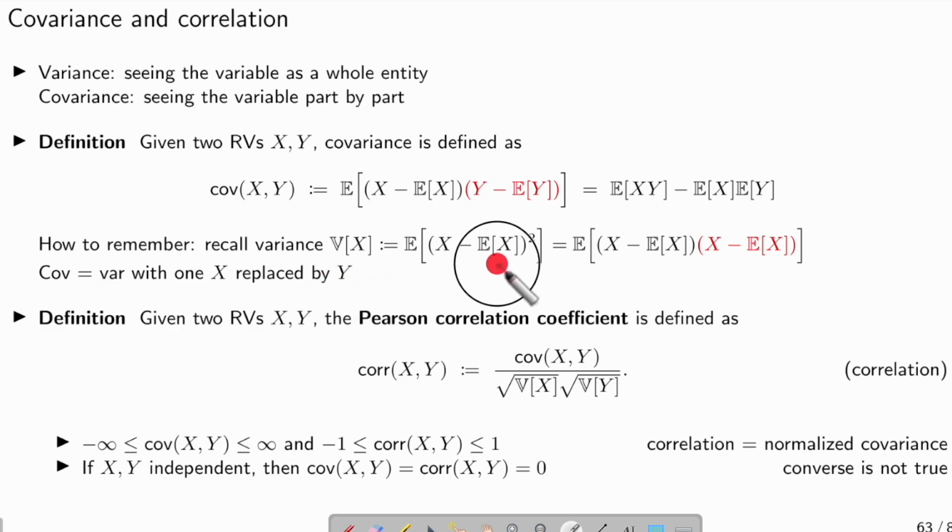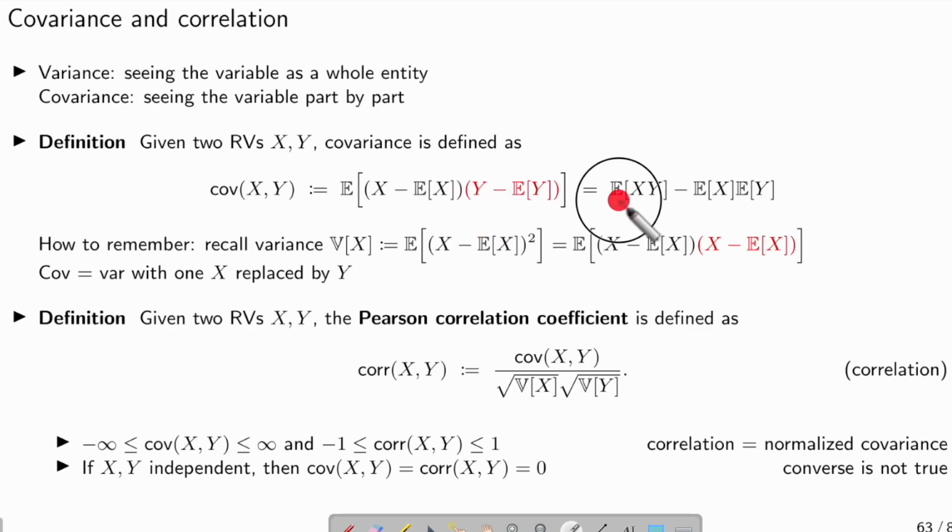And now suppose I write this bracket as the product of two brackets. So that means the variance is basically the expected value of (x minus E[x]) bracket multiplying itself. Now suppose I replace all the x by y, so this is y minus E[y], and have this product. Then in this case, this expression is called the covariance of x and y. If you expand all the terms, then you will get this expression.